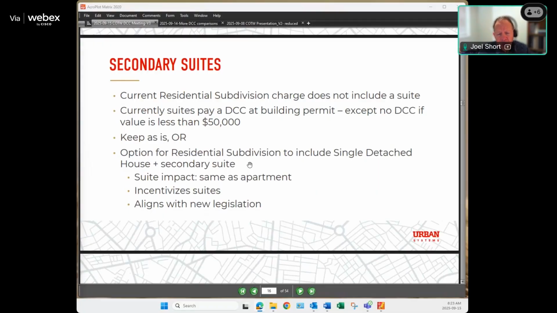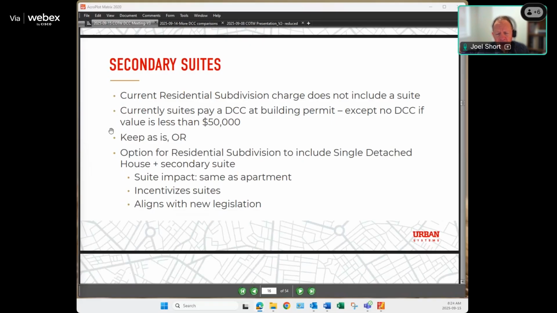And there are a couple of other options too with respect to secondary suites. You could increase that exemption value. We've got this exemption value of 50,000. You could increase it to say 100,000, which a number of communities are doing, which means that more suites fall under that $100,000 amount, and more would be exempted.